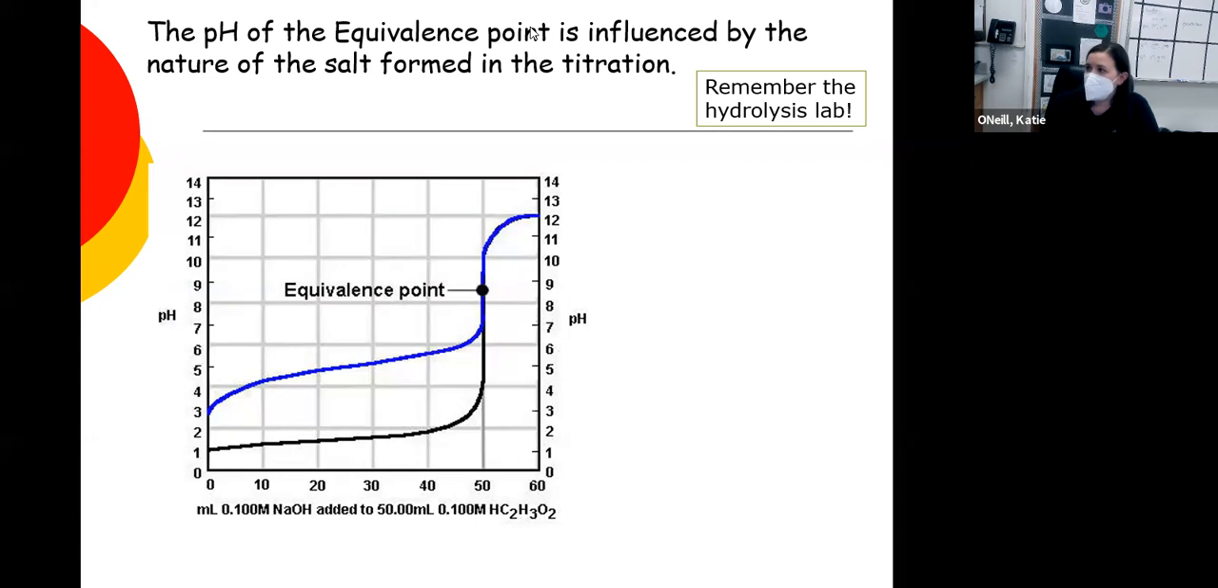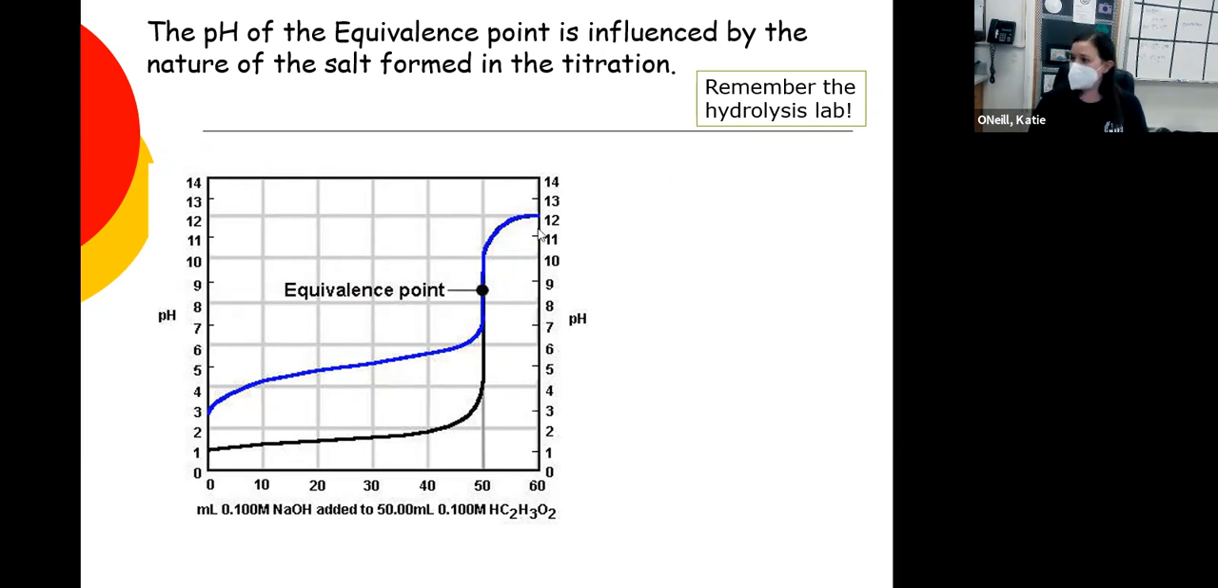So the pH of the equivalence point actually does change a little bit depending on what salt is formed from the titration. So think back to the hydrolysis lab. Sometimes we put the salt in and it made an acidic solution. Sometimes we put it in and it made a basic solution. Sometimes we put it in and it made a neutral solution. We're mostly going to be focusing on the new stuff with the weak acids and bases. So typically you'll see it forming either an acidic or basic solution. Remember, it only formed neutral solution if they were both strong.